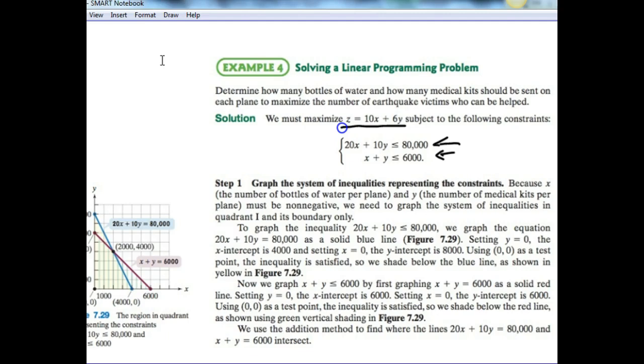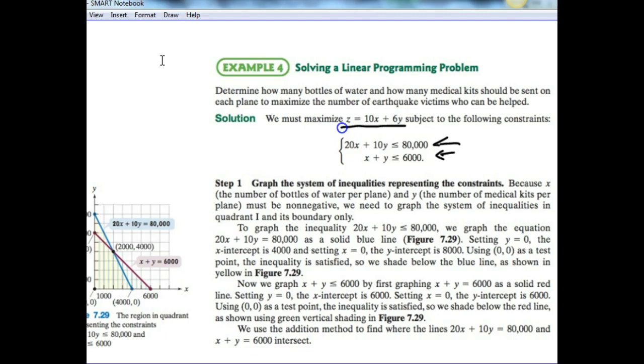The first is we're going to graph these two inequalities here that are representing the constraints. X is going to represent the number of bottles of water, and Y represents the medical kits per plane. They can't be negative, and we need to graph the system of inequalities in quadrant 1 because there cannot be negative 3 bottles of water, or no such thing as negative 5 medical kits. That's why it's bound to the first quadrant, because everything's got to be positive.